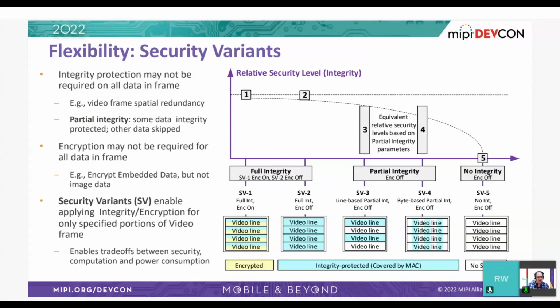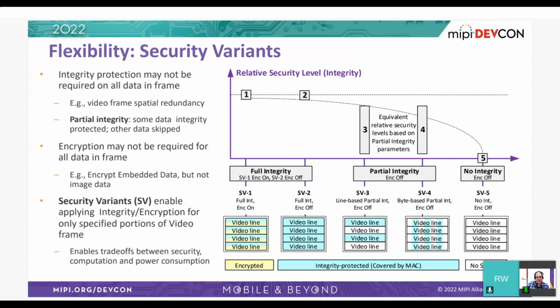This slide shows the next level of flexibility, which is in choosing what we call security variants. So we've got 5 security variants, and let's divide them in 3 parts. The first two have full integrity, so they always protect everything. And there's the option to either have encryption on, which we've shown with yellow, or encryption off, in which case there's no yellow. We only support doing encryption when the data is fully protected.